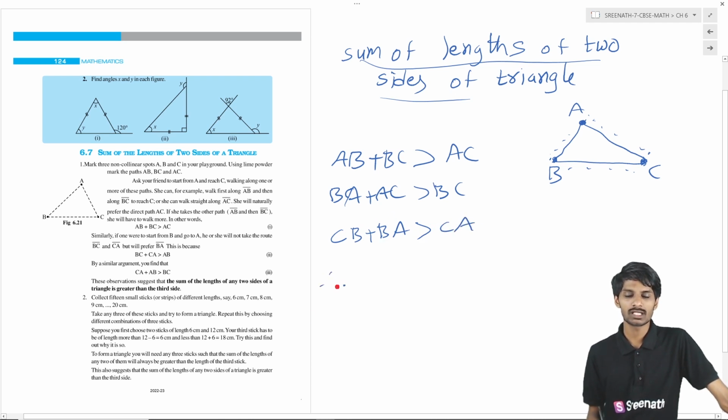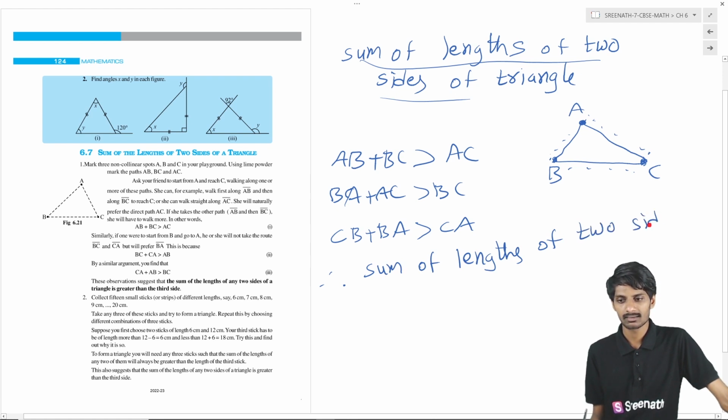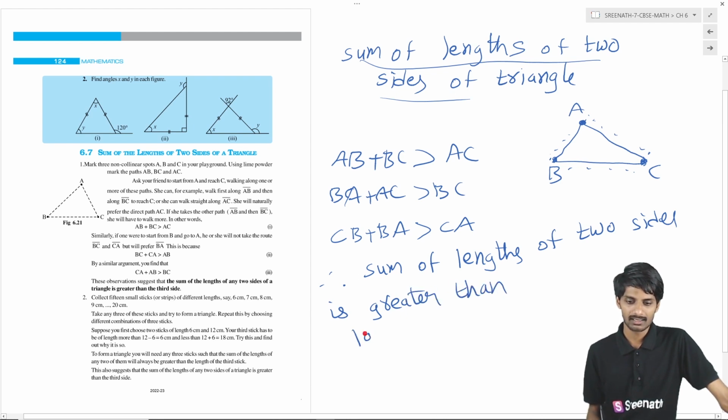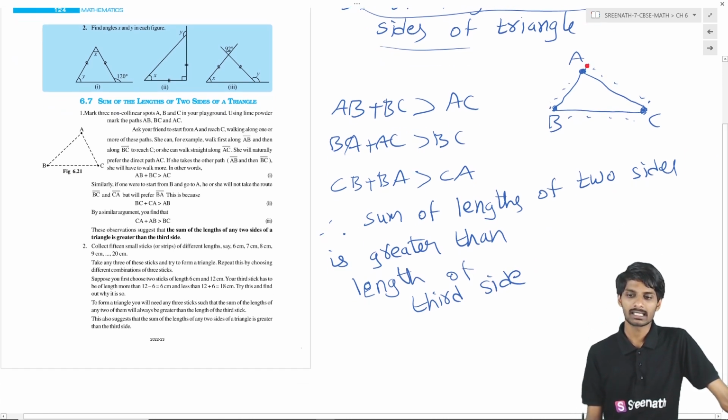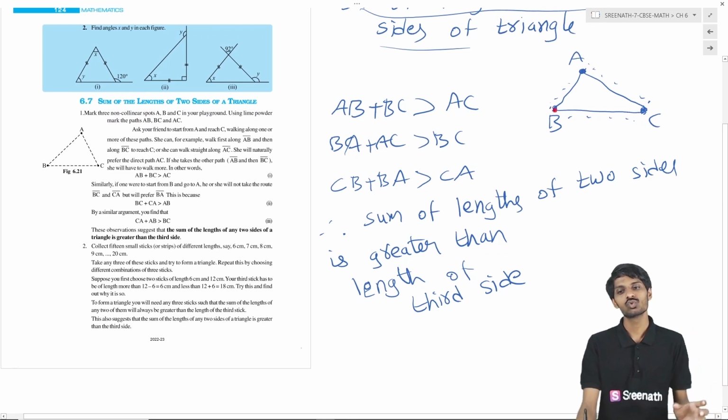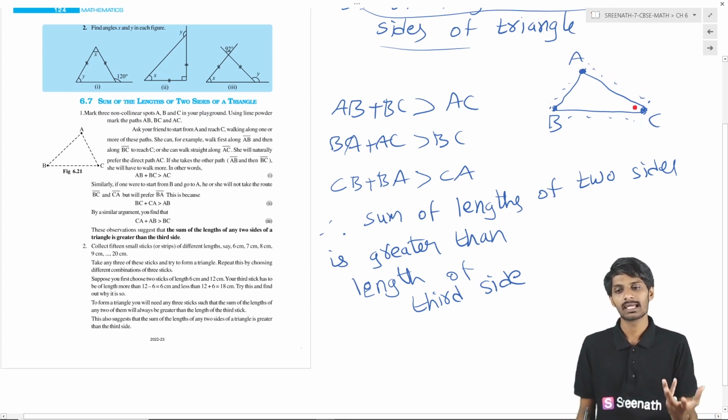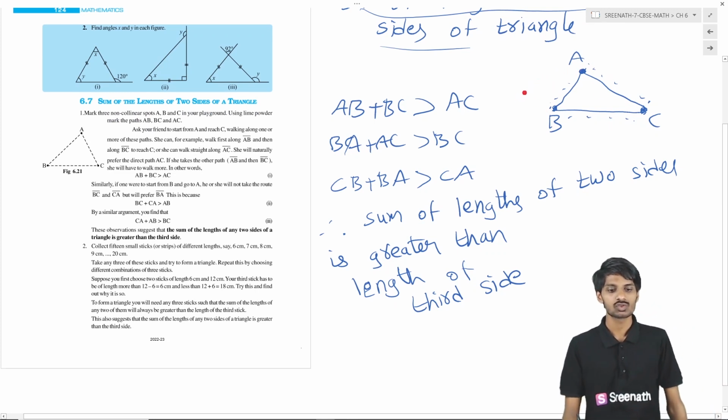So finally, our conclusion is: in a triangle, the sum of lengths of two sides is greater than the length of the third side. Okay students, the length of the third side. So that is the thing you have to remember, students. In a triangle, if you add the lengths of two sides, it is greater than the length of the third side, students. So this is the thing.